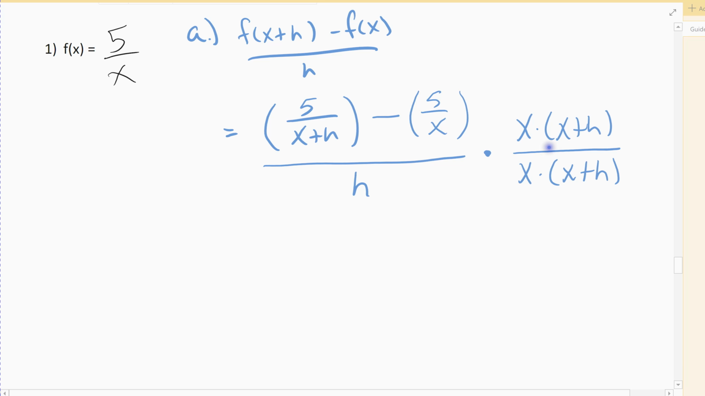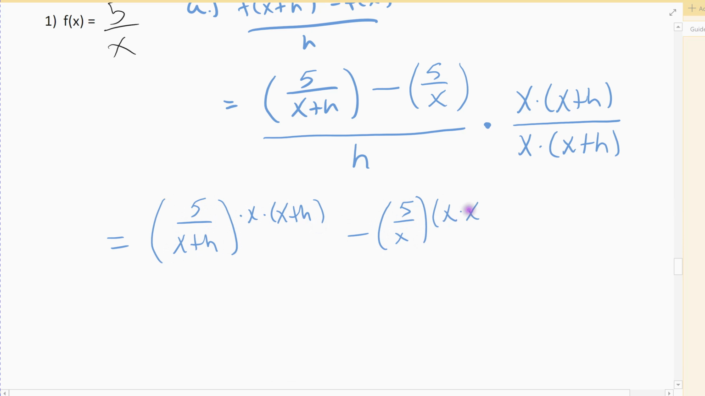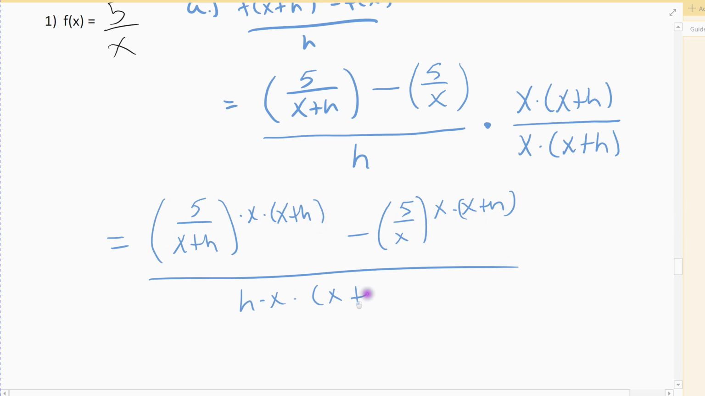When I take this expression and multiply it by the first one, I'm going to write it out just so that you can see it. If you can do the simplification in your head, do the simplification. This would be work you might do in your head. I'm going to take all 3 of these terms and multiply by x times x plus h. So I take the 5 over x plus h, multiply it by x and by x plus h, minus the 5 over x times x plus h, and then the h gets multiplied by x times x plus h.